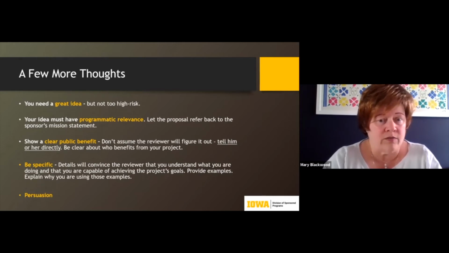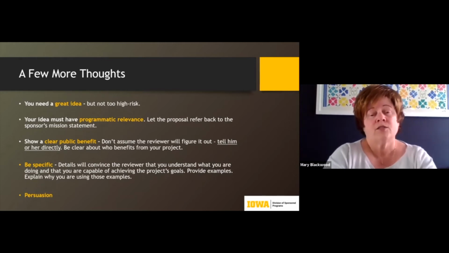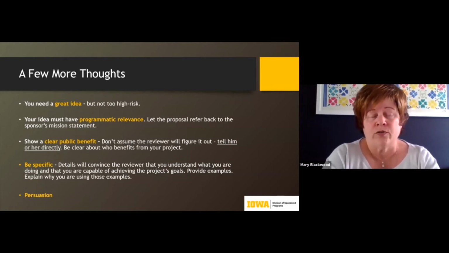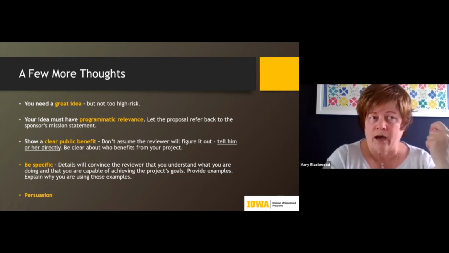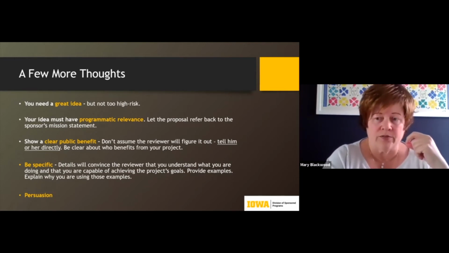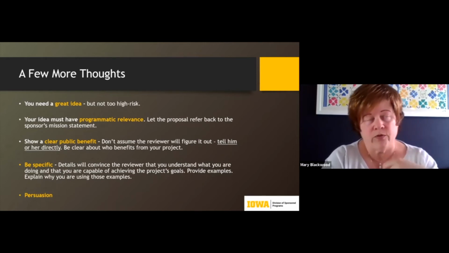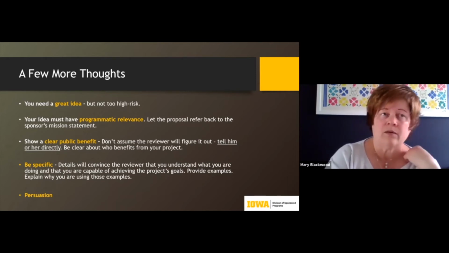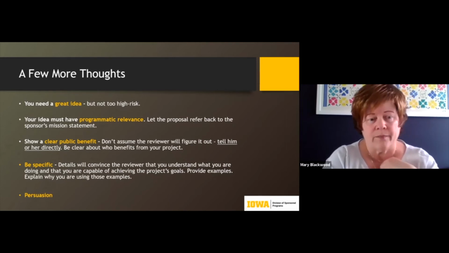Have that programmatic relevance, and you can even let the proposal refer back to the mission statement. Go ahead and use words from the mission statement. It's not plagiarizing. You just might use some of the buzzwords, because then the reviewer reading it will think, aha, this person gets what the sponsor's looking for. It also helps them for their publicity later, just even giving them the buzzwords in your abstract or something.